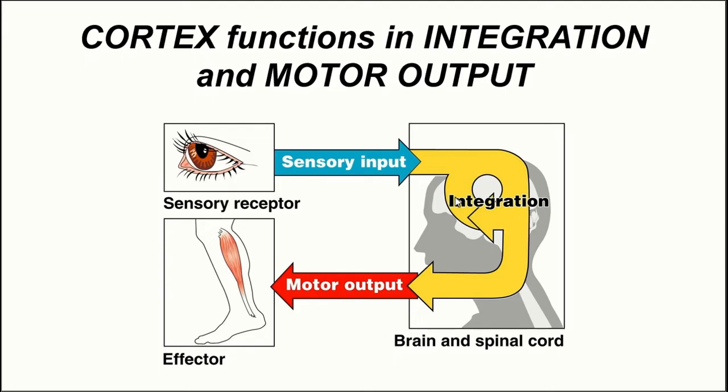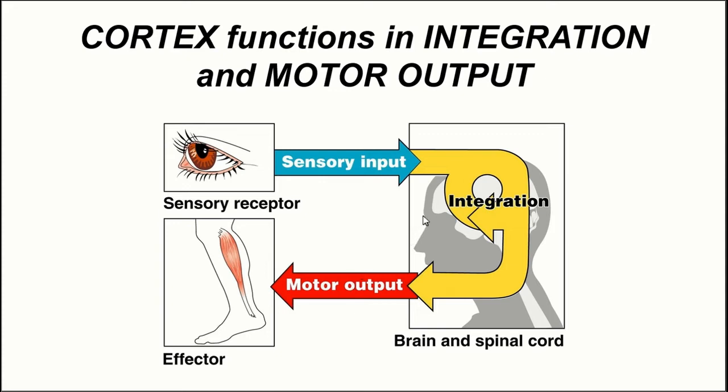So recall that integration is the interpretation of stimuli, where a particular stimulus is given meaning based on the stimuli that the brain is currently receiving, and it also uses past experience to give meaning to that particular stimulus. Whereas motor output is going to control things like skeletal muscles.